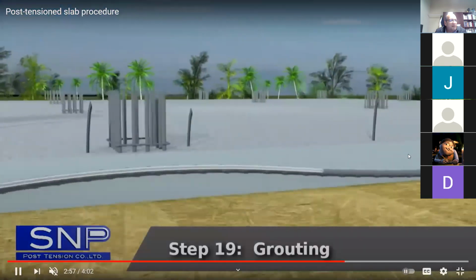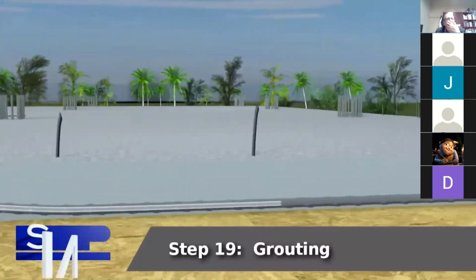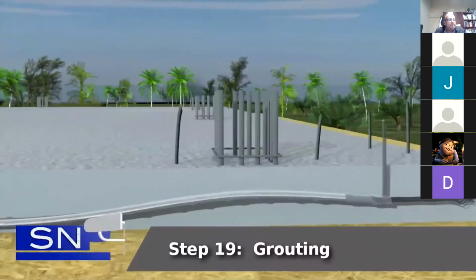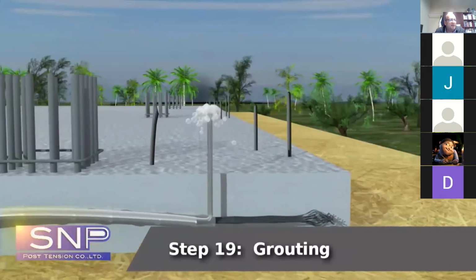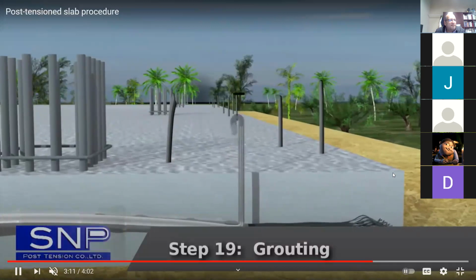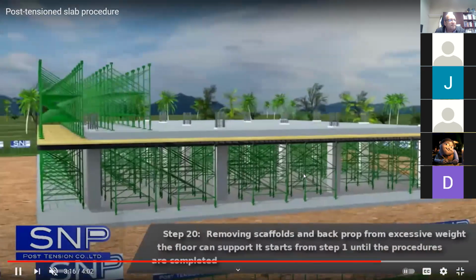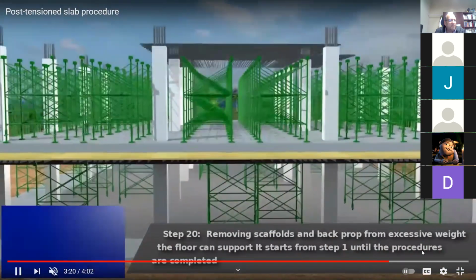They pump the grout till it comes out from the other side. Now they are sure that it is 100% filled with grout. Then they cut this. And as you see here, they go to the second floor and so forth.